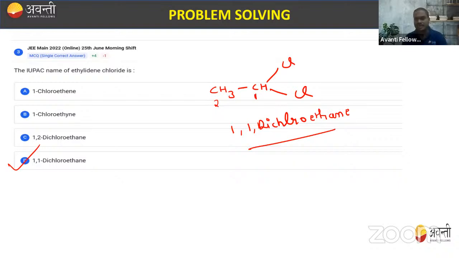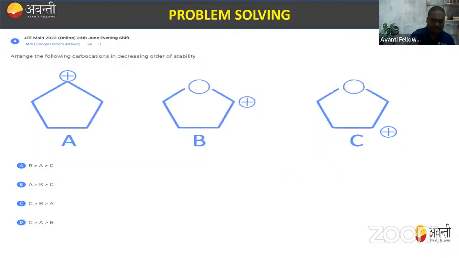So this is a simple question, but only when you know the structure. When you don't know the structure, you won't be able to solve this question, right? So this is the IUPAC name of ethylidene chloride. Always remember this thing: ethylidene chloride looks like this: CH3, CH, Cl, and Cl. Right? Chalo.